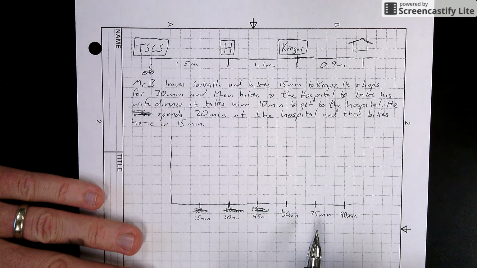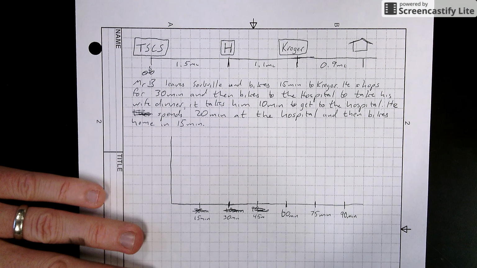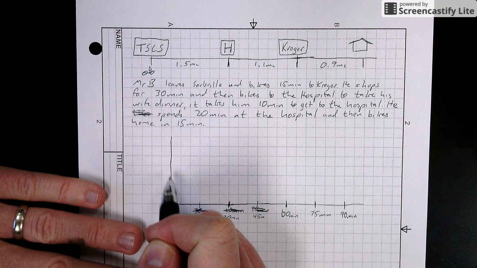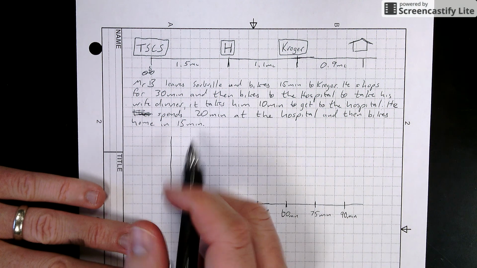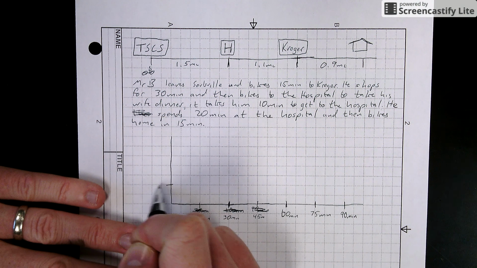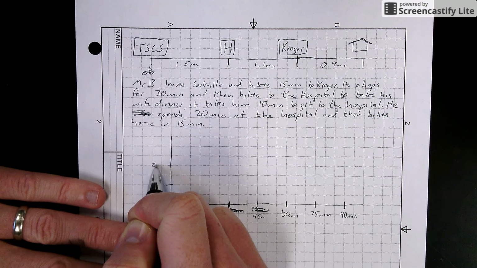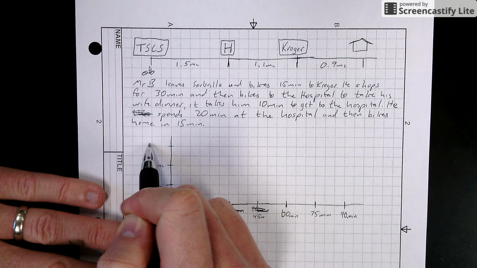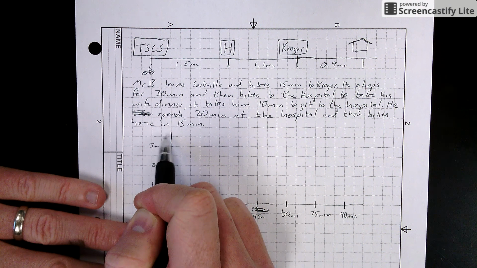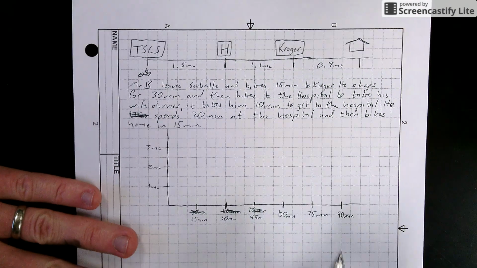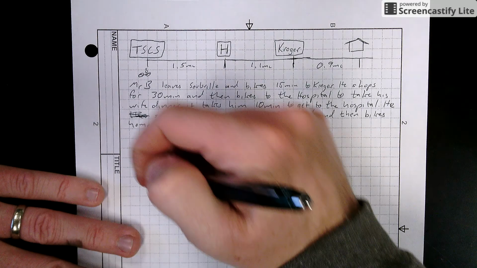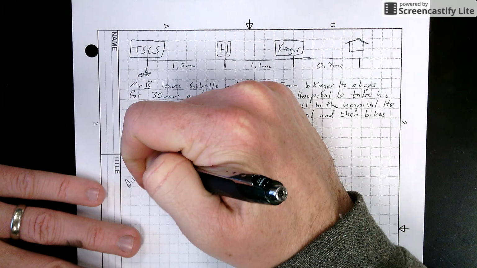Okay, so it says Mr. Barnhart leaves Soulsville and bikes 15 minutes to Kroger. He shops for 30 minutes and then bikes to the hospital to take his wife dinner, because my wife works in the hospital. It takes him 10 minutes to get to the hospital. He spends 20 minutes at the hospital and then bikes home in 15 minutes. Now, your first step was to create the motion graph for each of those. So let's go ahead and make my motion graph.